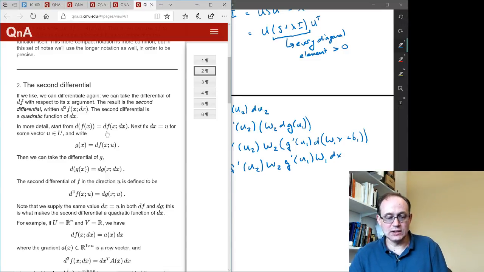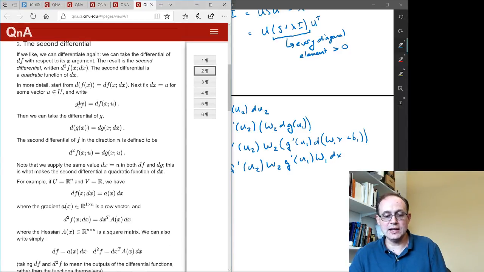So let's do that in a little bit more detail. So we have d of f of x is df of x and dx. We'll fix dx equal to u for some vector u. And then we can define g of x to be df of x and u. So g of x is just this differential here with the argument dx fixed to some vector u. So g of x is a function just of x, and we can take its differential, d of g of x, so that's dg of x and dx, right?